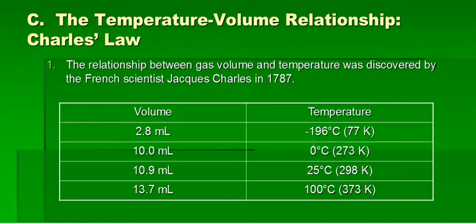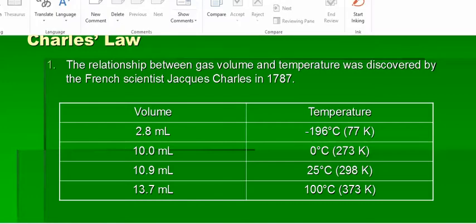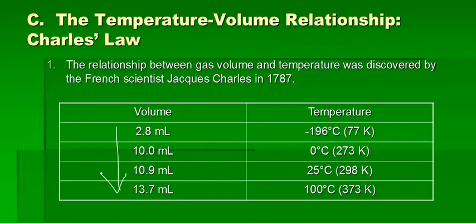The next relationship is the temperature-volume relationship. It's called Charles' law. Jacques Charles developed this law in 1787. You'll notice that in his particular law, in this chart here, the volume goes up in those 4 trials. Notice what happens to the temperature. The temperature goes up in a directly proportional relationship. So as volume goes up, temperature goes up, assuming constant pressure.